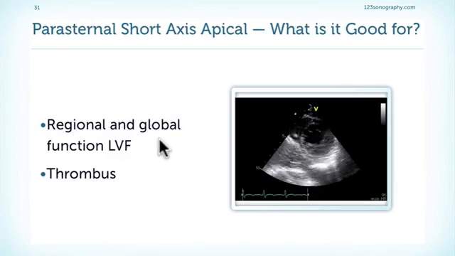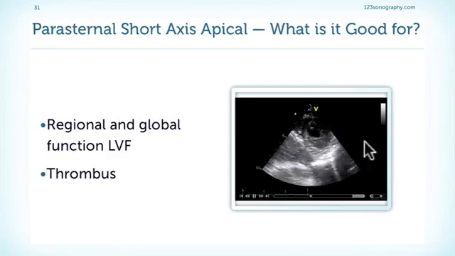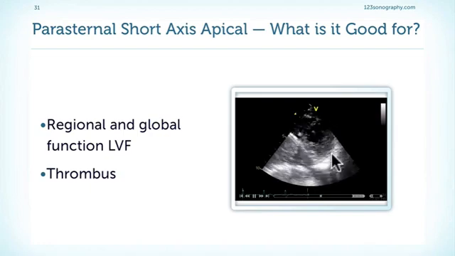This view can be used also to assess regional wall motion abnormalities, especially if we have very supraapical infarcts. Ventricular function, of course, can also be looked at here, and thrombi, which are located at the very tip of the apex.